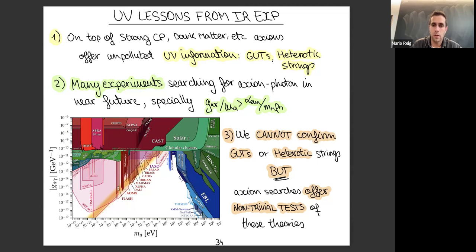I just want to say that we cannot confirm unification or we cannot confirm heterotic strings by finding an axion, but I do believe that axion searches can offer very non-trivial tests. Thank you.